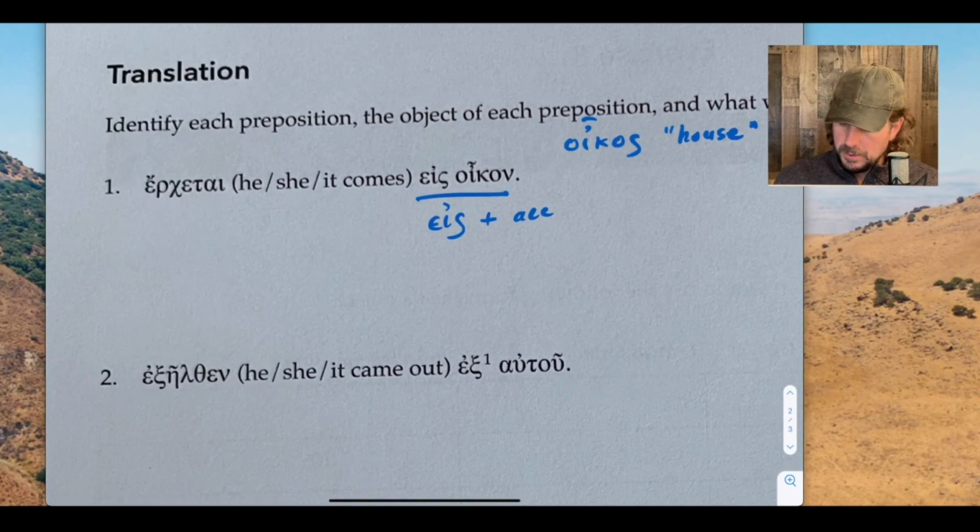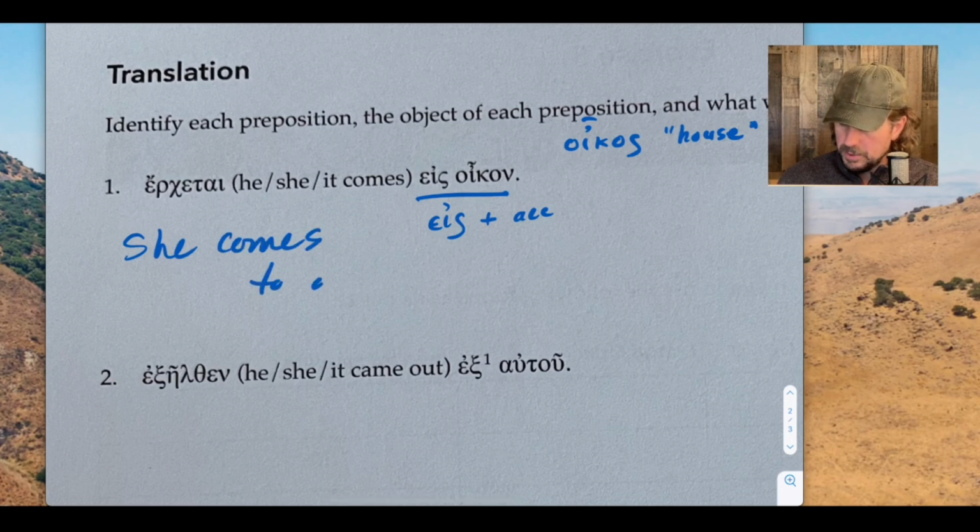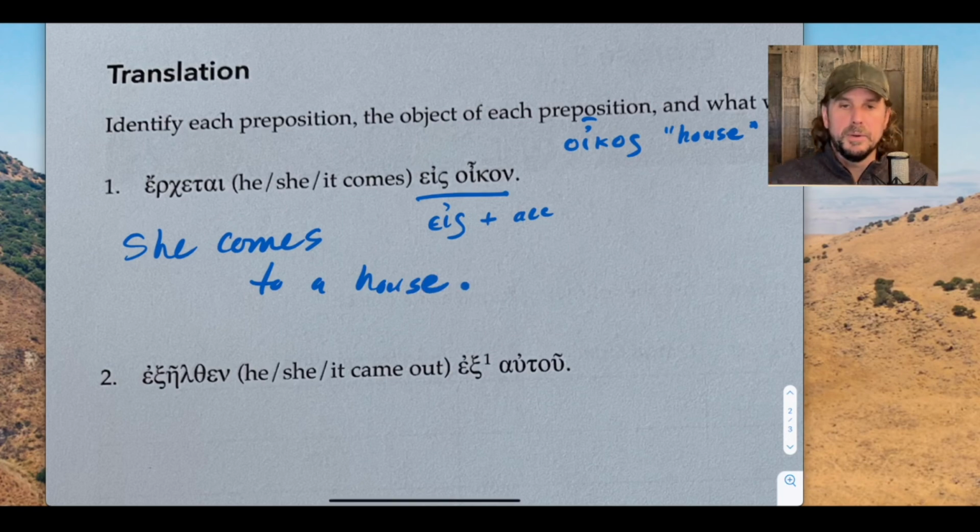So, the basic meaning of erchetai eis oikon is he, she, or it comes to the house. You could say to the house, although technically there's no definite article. And if you want your English to really track tightly on that point, you could say he, she, it doesn't matter. We're not told. He or she comes to a house. There you go. It's a complete Greek sentence.